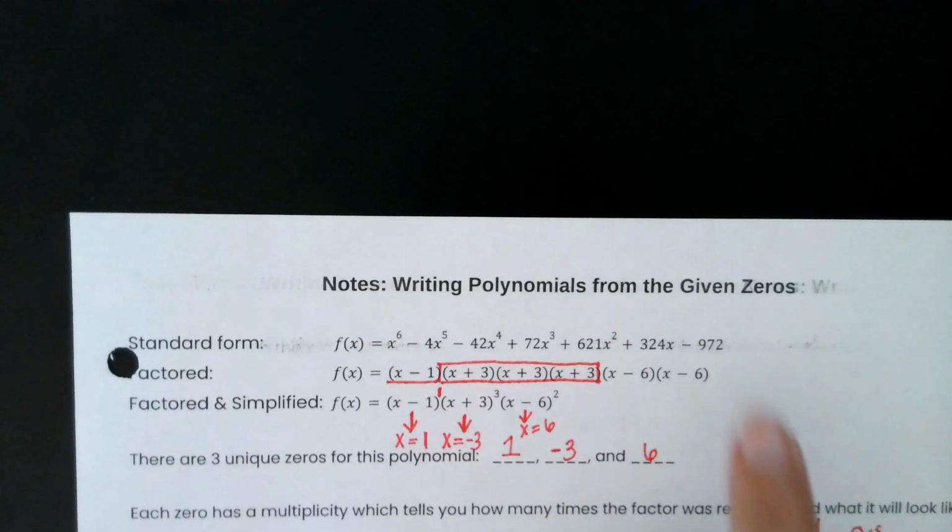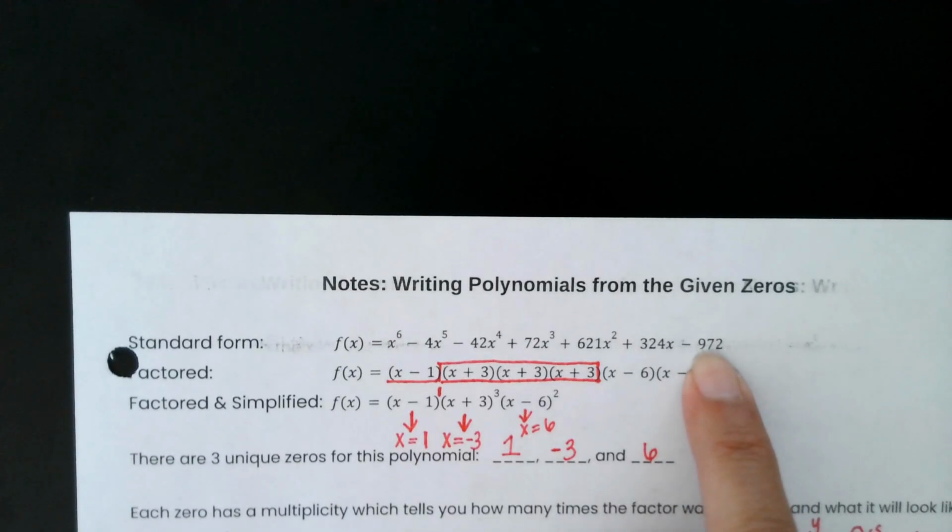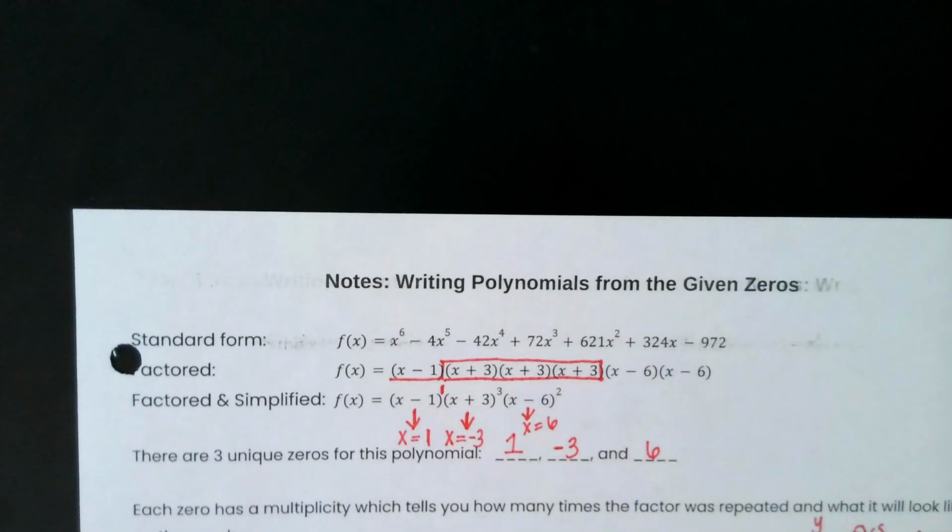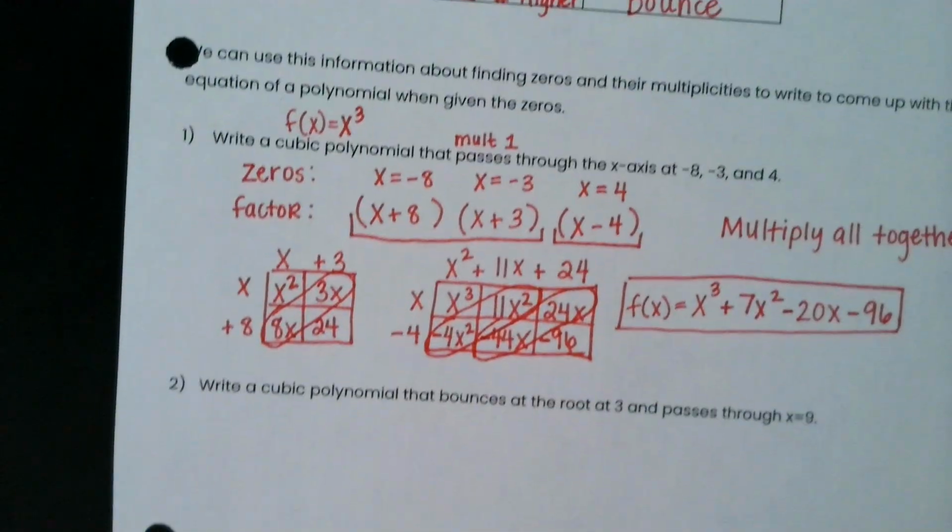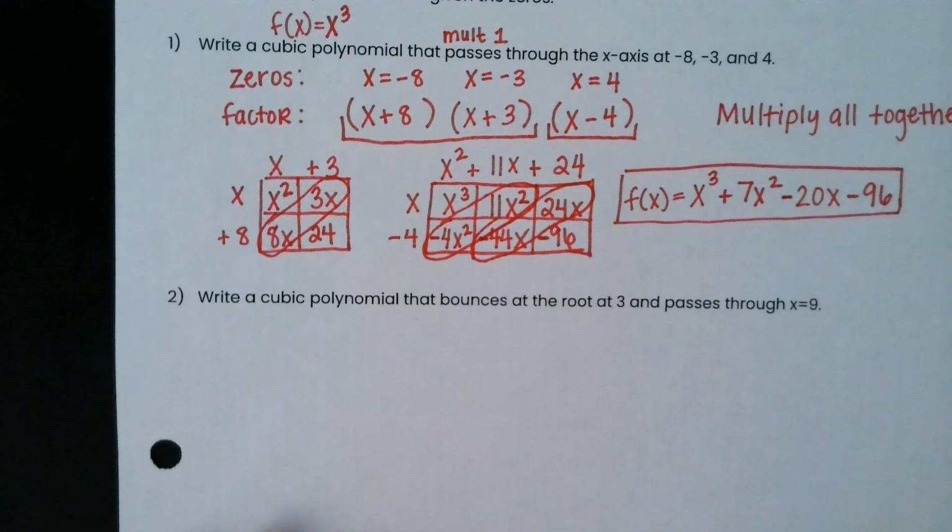I had to get out my calculator too, because I was like 972. I had to multiply some big numbers together. Almost 1,000. Yeah. All right.